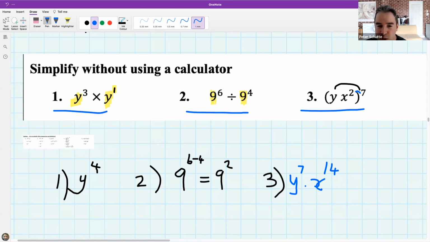All right, Asanda, what's your question? Hi, sir. Please, can you explain again number 3? I didn't get it actually. Okay, so number 3, what this is saying is there's something inside the bracket, which is y times x squared. So are you okay with that? Yes, sir. But now the question is, how does the 7, which is outside, apply to what's inside the bracket?